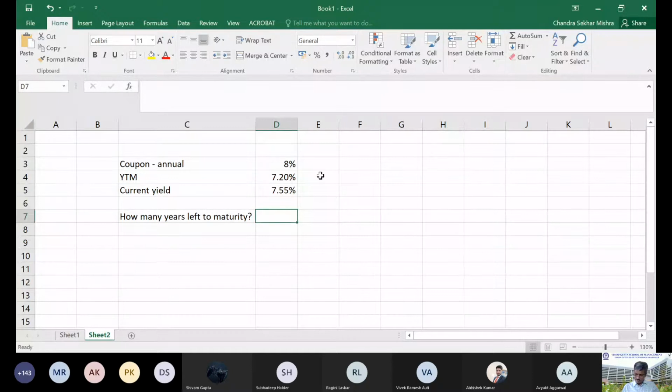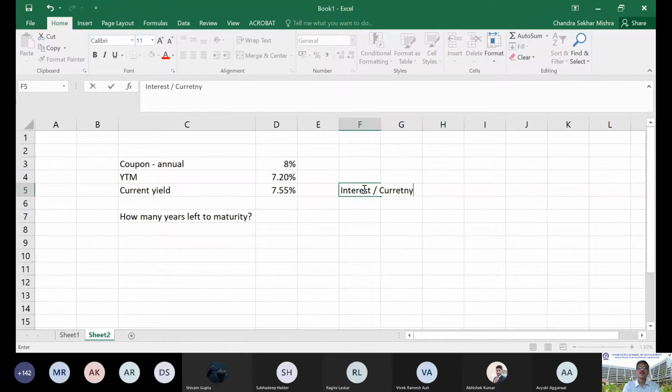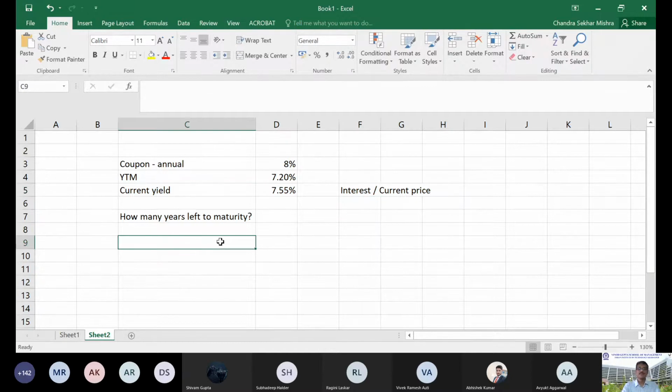Anyone? What is current yield, by the way? Current yield is, I think that's what we were supposed to discuss today. Look, I told you that, right? Current yield is nothing but the coupon or interest divided by the current price. So can we find out the price now? Price of the bond today, that is P0. Can you tell me something? What is the price?